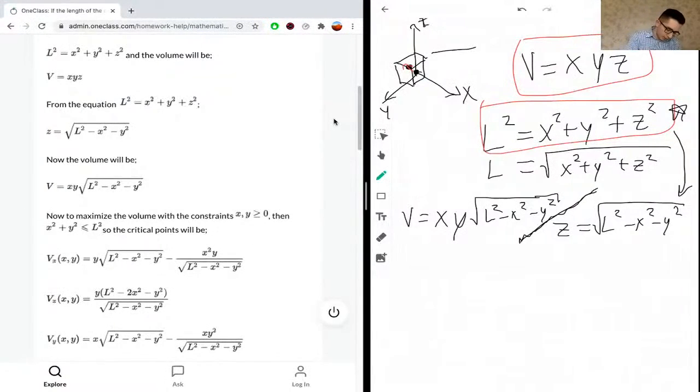So here the derivative with respect to x is equal to, so we can see that it's a complex formula, so we would have to use the product rule. There are two components to the volume, this component and then this component. So the product rule is the derivative of the first, so xy, times the second, plus the derivative of the second times the first. So we'll go through this step by step.